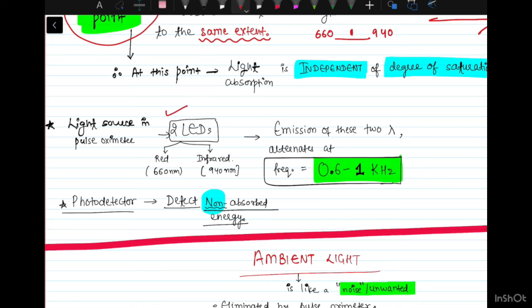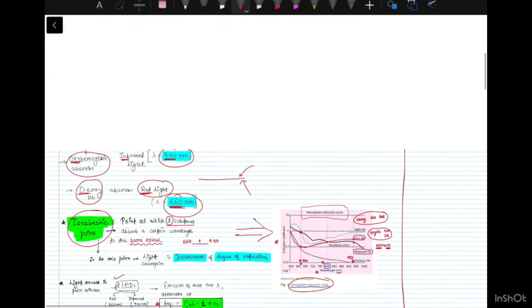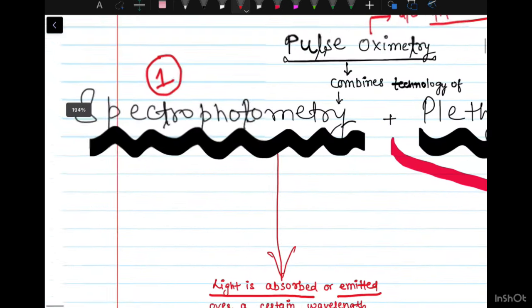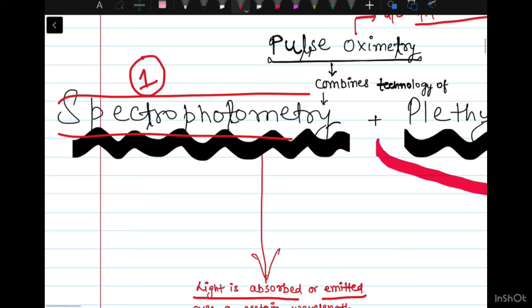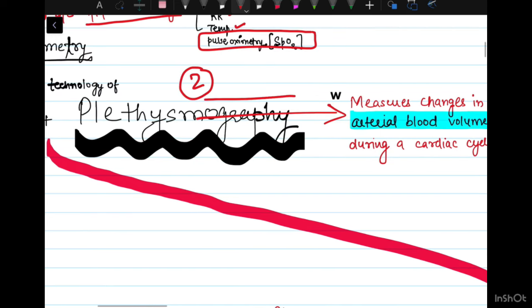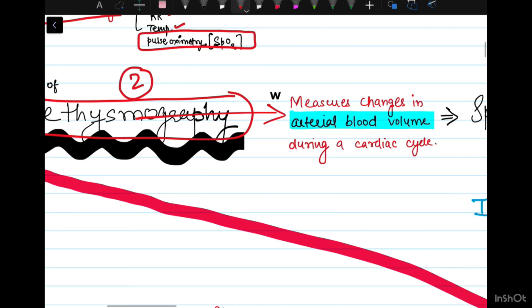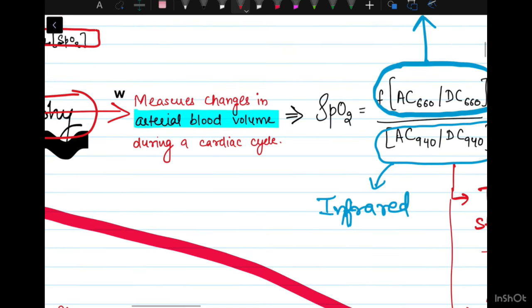Now the light source in the pulse oximeter, as we have already told, is two LEDs, and the frequency is actually 0.621 kilohertz. And the photodetector detects the non-absorbed energy opposite to the finger that we are placing. This was all about the first principle, which was the spectrophotometry. Let's talk about the second thing, which is the plethysmography.